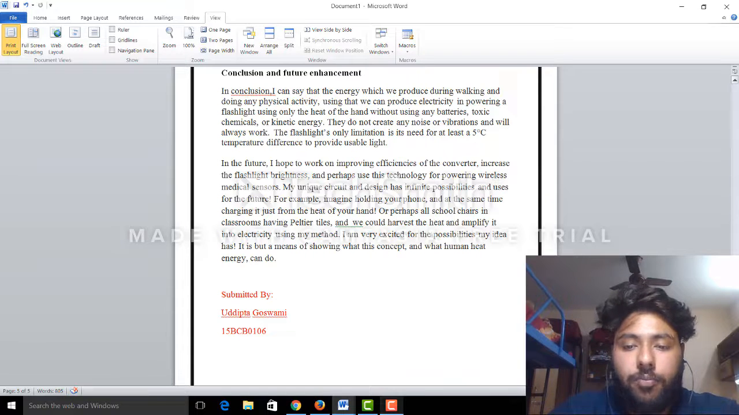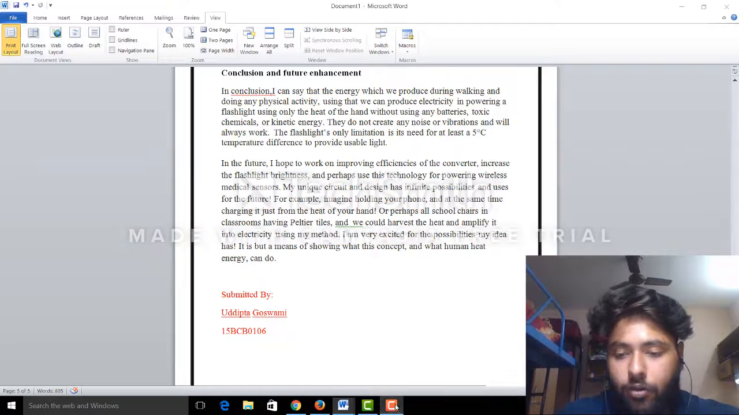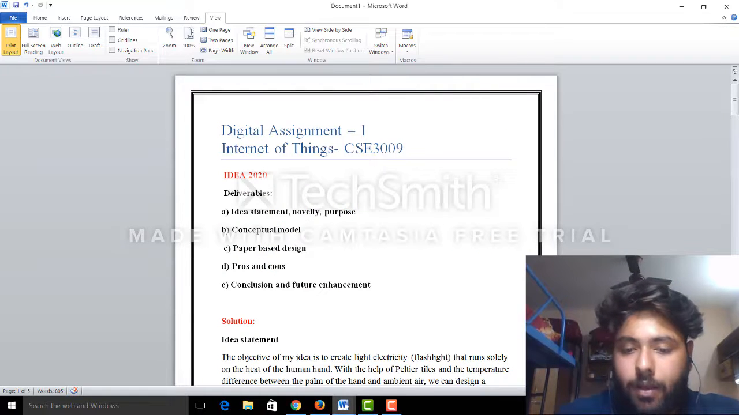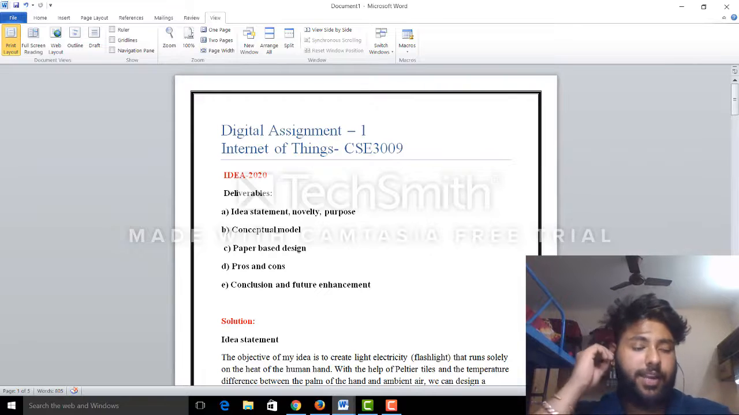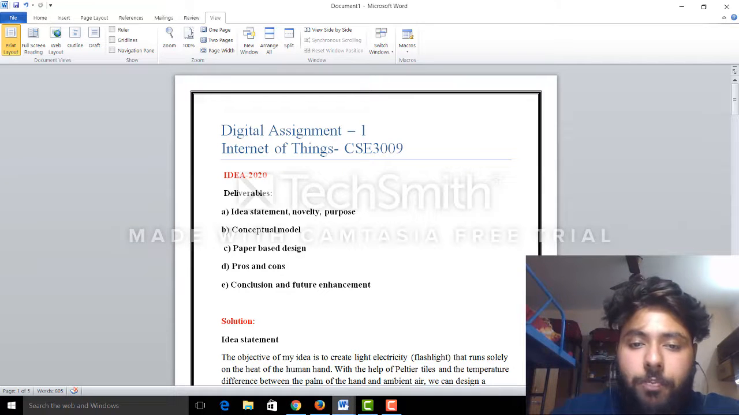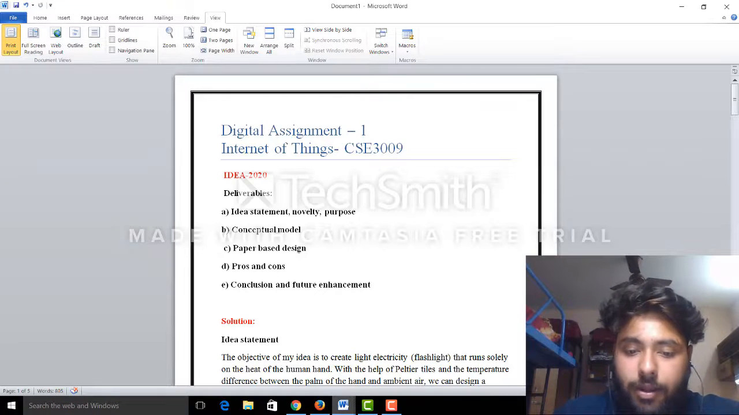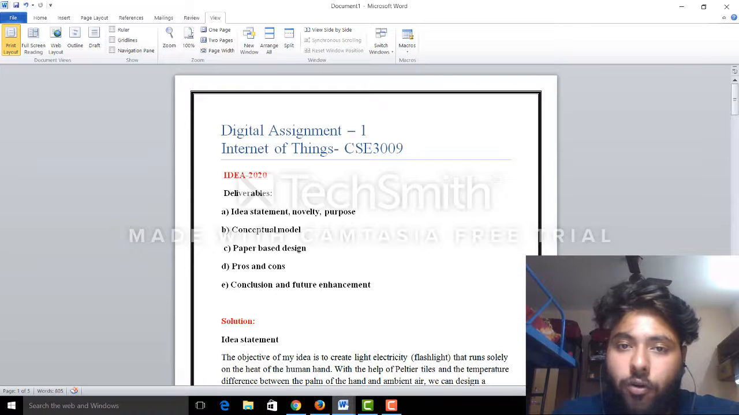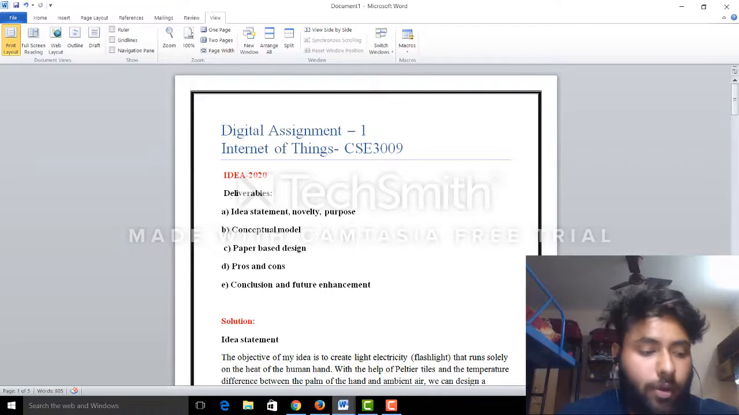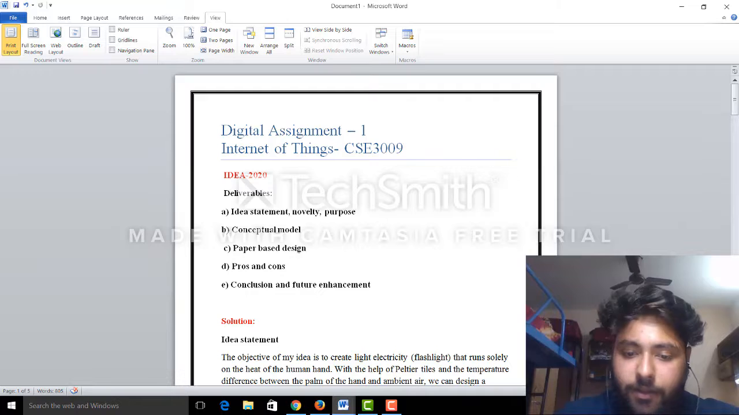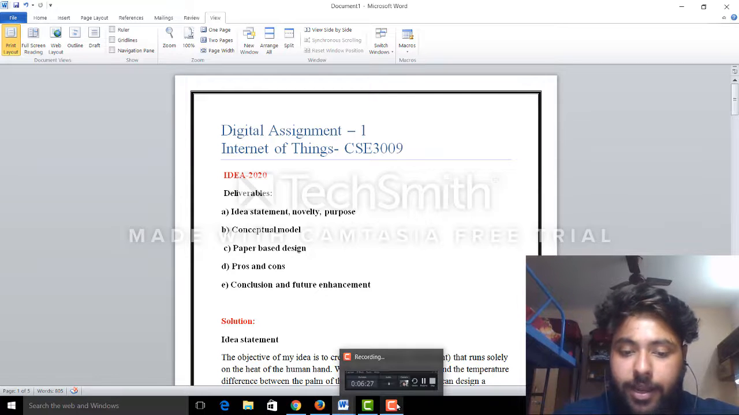So I am very excited about the possibilities my idea has. It is but a means of showing what this concept and human heat energy can do. So this was my idea for 2020. People have already tried to execute this idea before, but till now no one has successfully done it. So this was my idea.